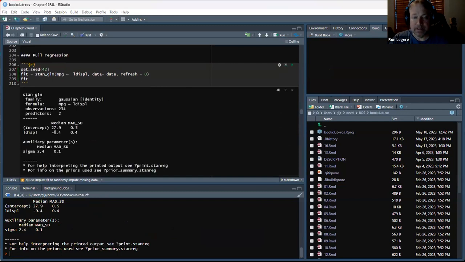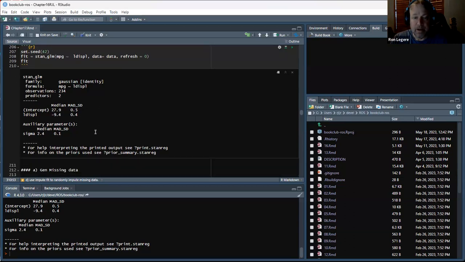Then we first do a full regression on the full data, just to see how it looks. I get the slope is minus 9.4 plus or minus 0.4. Miles per gallon versus log displacement, right? So this says that every additional log displacement reduces your gas mileage by 9.4. So it's an exponential type thing.